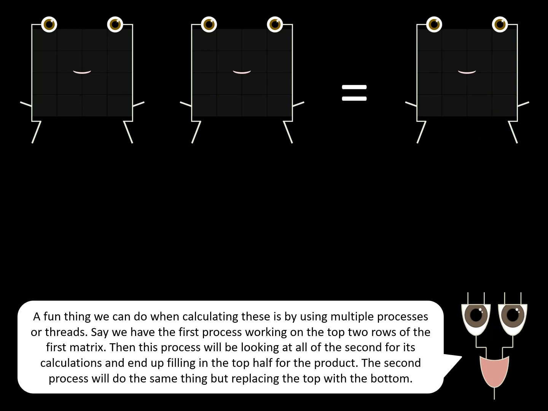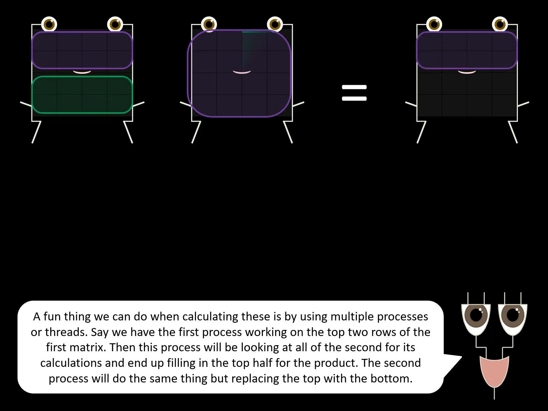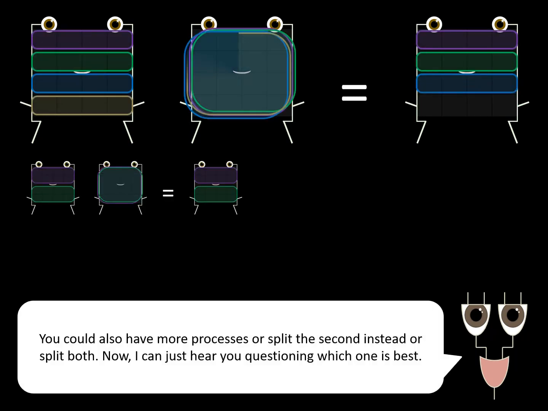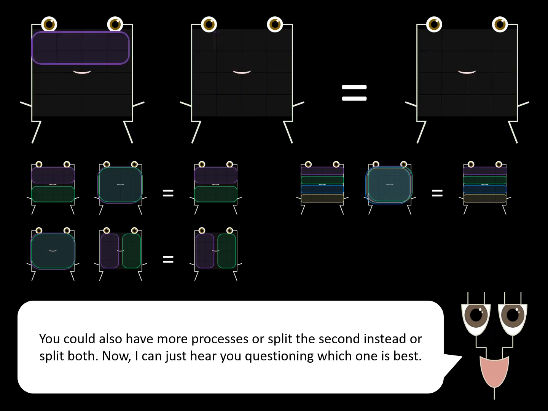A fun thing we can do when calculating these is by using multiple processes or threads. Say we have the first process working on the top 2 rows of the first matrix. Then this process will be looking at all of the second matrix for its calculations and ending up filling in the top half for the product. The second process will do the same thing, but replacing the top with the bottom. You could also have more processes or split the second or split both.